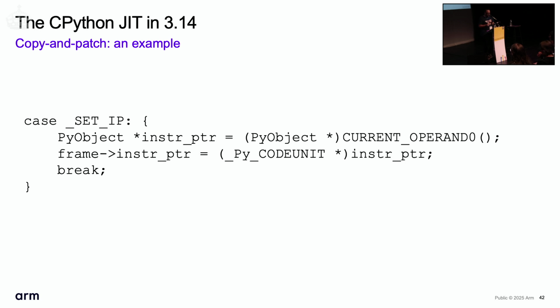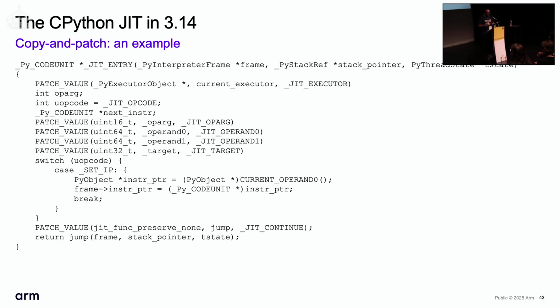So let's take a closer look at the _SET_IP micro-op. Its job is to update the instruction pointer, or IP, of the frame. So it's a very simple job. And this is literally the code that implements it. We load the value of the operand, which is a pointer to the next micro-op instructions, and then set the new frame instruction pointer.